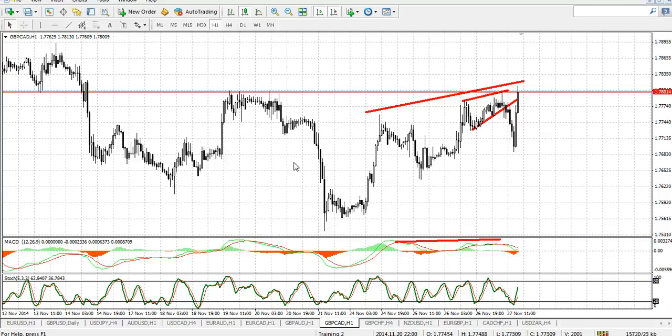The pound was getting hammered by the CAD today, and now the pound is giving the CAD a hammering, where the CAD was giving the pound a hammering earlier today. Also a trade that we should have taken.